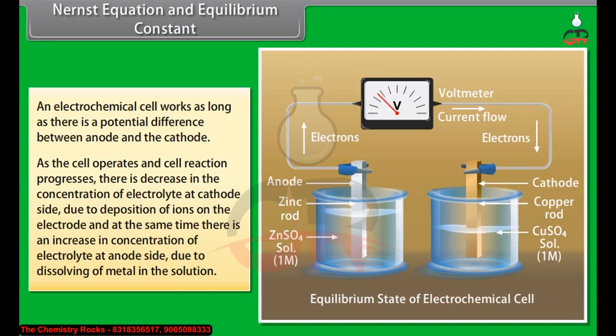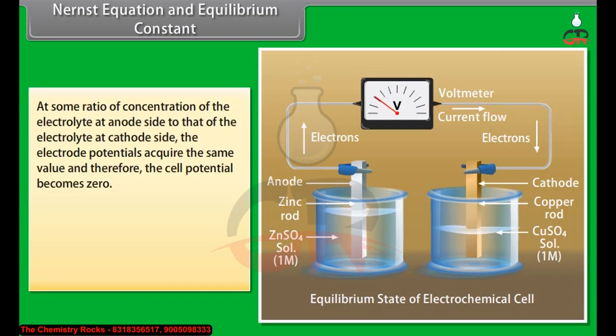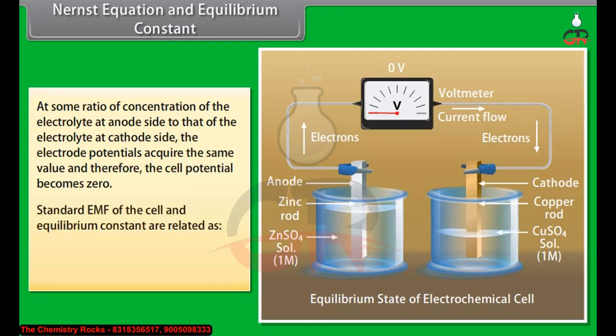Ultimately, at some ratio of concentration of the electrolyte at the anode side to that of the electrolyte at the cathode side, the electrode potentials acquire the same value and therefore the cell potential becomes zero. At this stage, the electrochemical cell stops working and the cell is in a state of equilibrium. By knowing the standard EMF of the cell, the equilibrium constant for the cell reaction can be calculated as E°cell = 0.059 upon n log Kc.